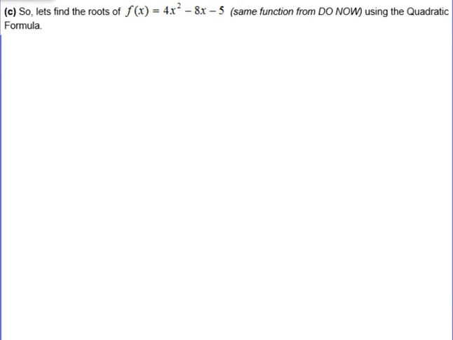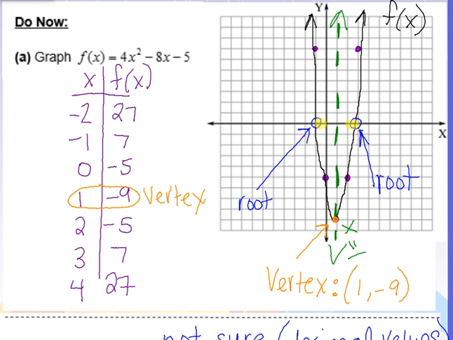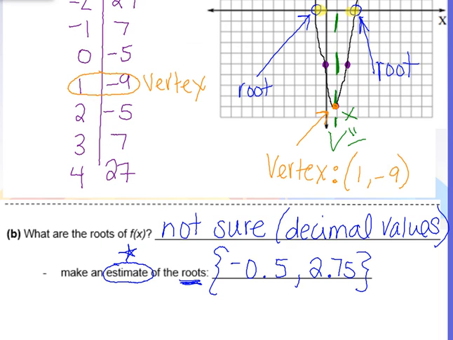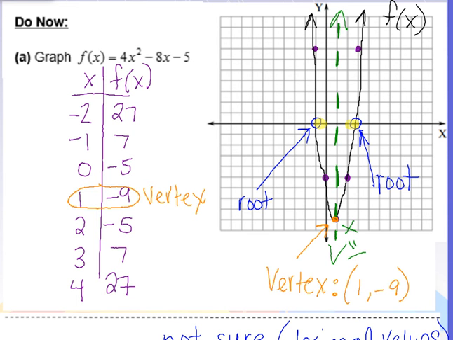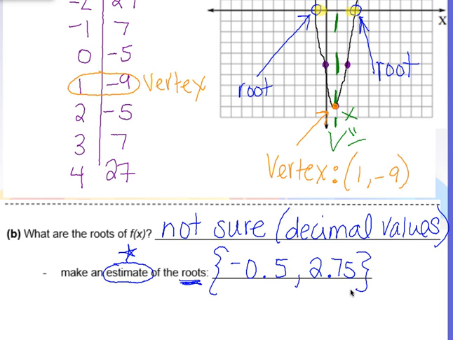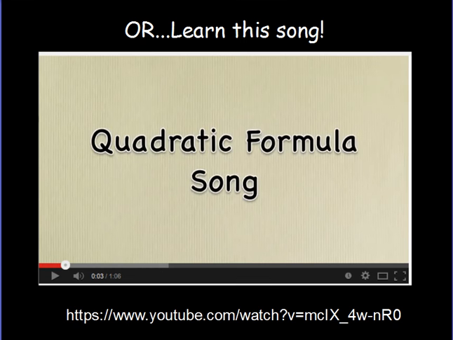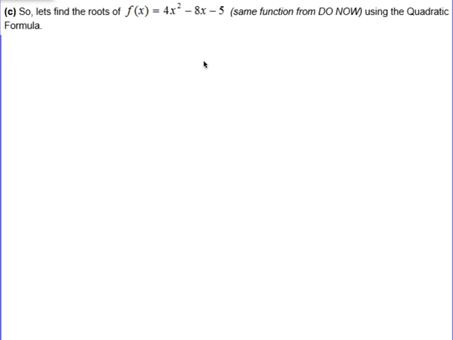All right, so let's get back to our original problem in the do now, where we were unsure of these two roots because they were decimal values. So what we're going to do now is actually use the quadratic formula to see if we can find those roots. We'll also check out and see how good our estimates were. Here we go. So let's find the roots, the same function from the do now, using the quadratic formula.